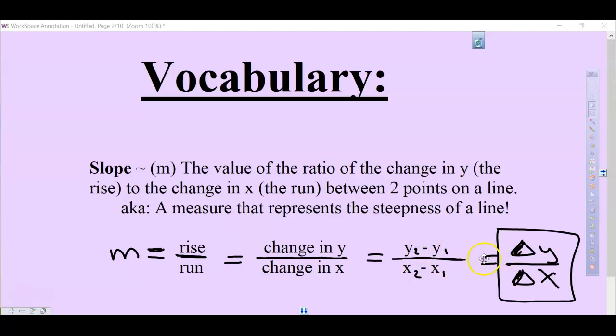Another way you might see this written is delta y over delta x, which is just a shorthand, guys. It basically means change in y over the change in x. Okay, so all of these 5 different ways to represent slope, there you go.